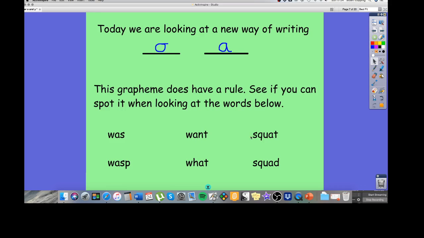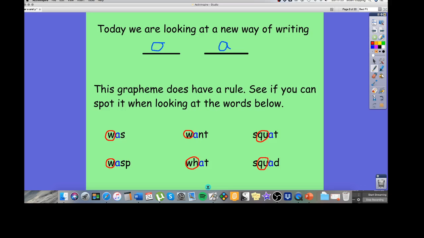Okay, so let's have a look. There's the letter A, which makes an O sound. And if you look carefully, here we have you looking at the letter before the A. So we've got W, W, W. They all make the W sound. WH also makes the W sound as well. And here we've got the Qu sound. So it's almost as if you can hear a W. Look, was, wasp, want, what, squ, squ. It makes the W sound when we say it, squat, squad.